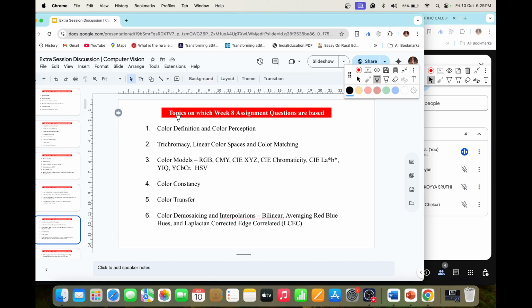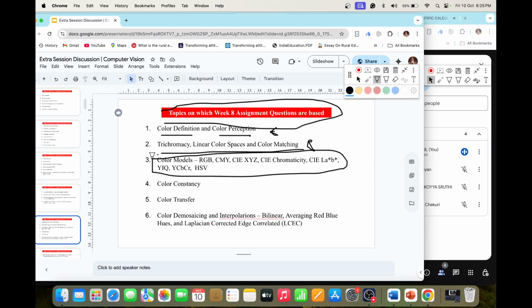And then related to week 8, we have moved from feature matching to colors. So colors: what is the definition of color and color perception? This is related to the conceptual part. Numerical, there are not many numericals. And then trichromacy, linear color spaces, color matching, again conceptually this is good, but this is very important: what are the different color models? From this you can easily expect some numerical at least.